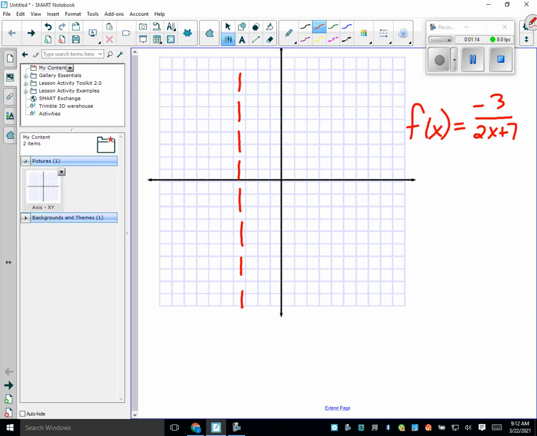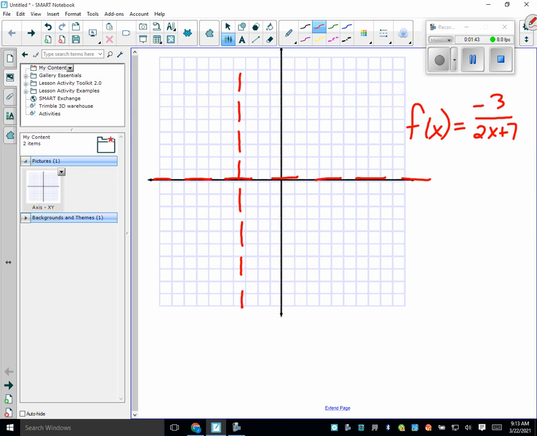No. But there can be more than one. Is there a horizontal? Yes. What is it? Y equals 0. Do we agree? So I have an asymptote here. Agreed?